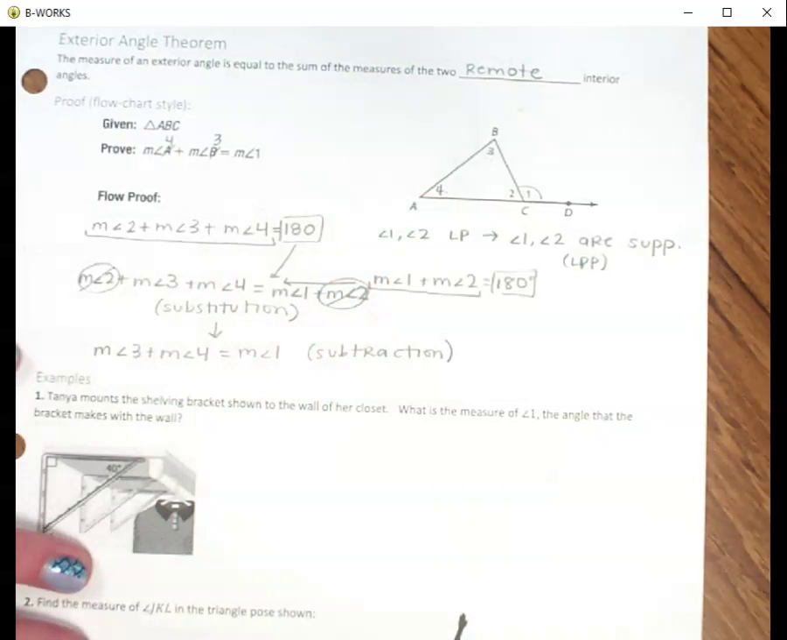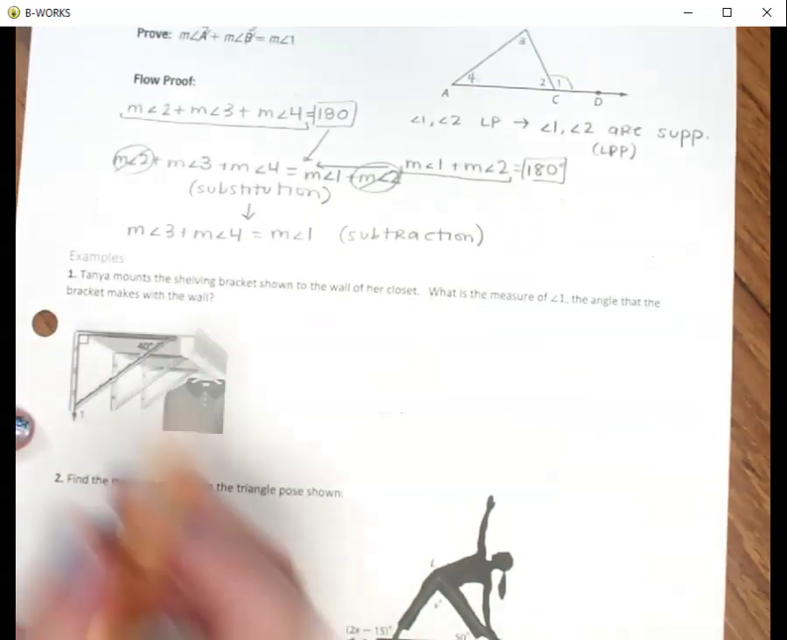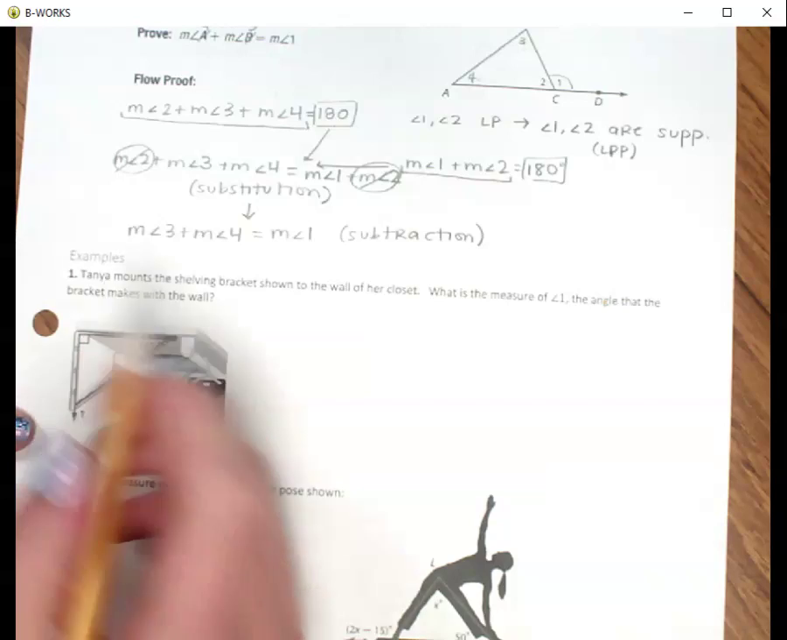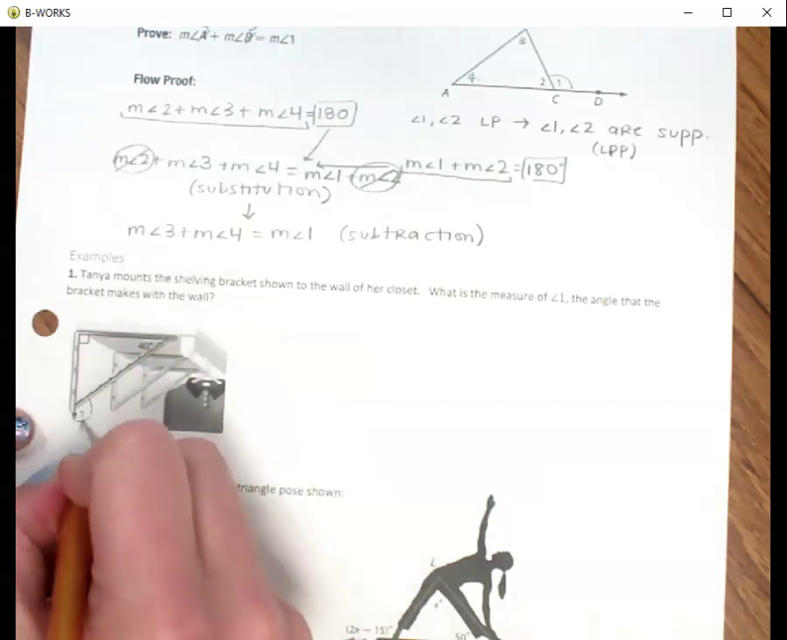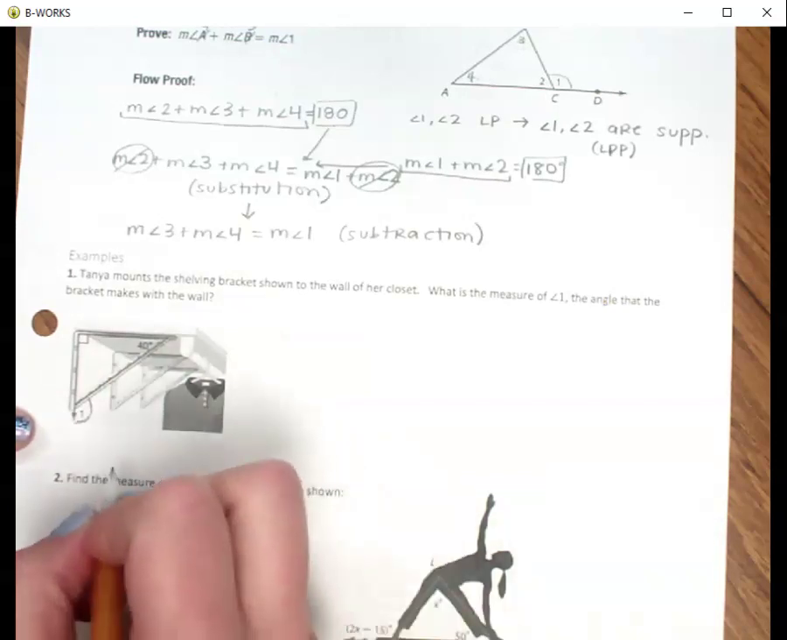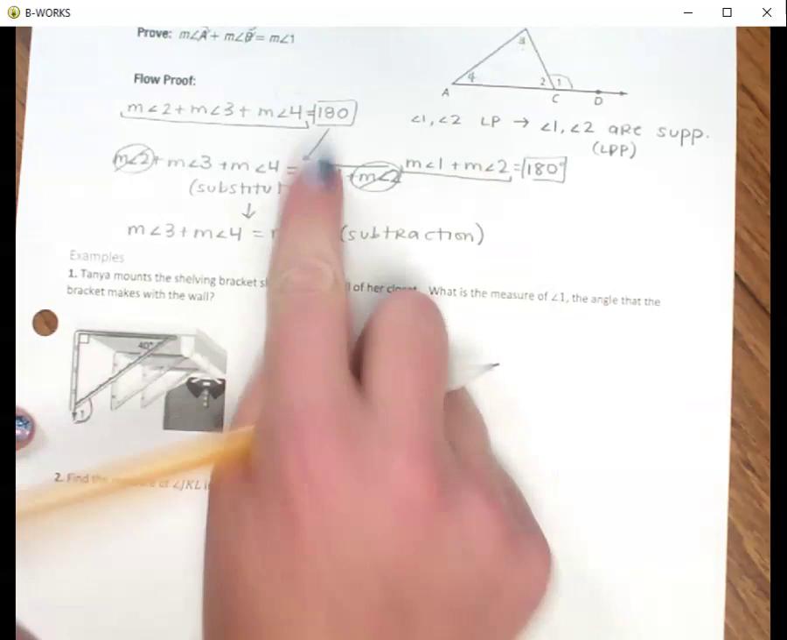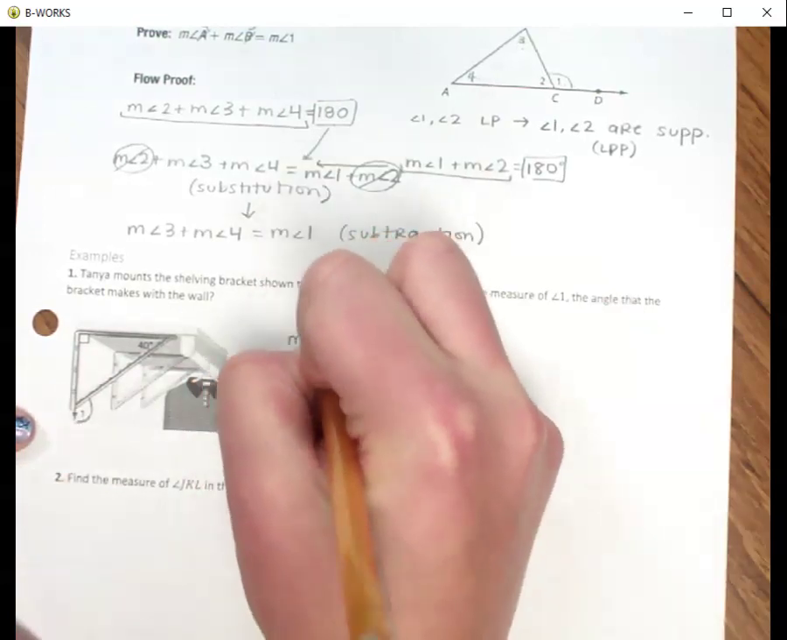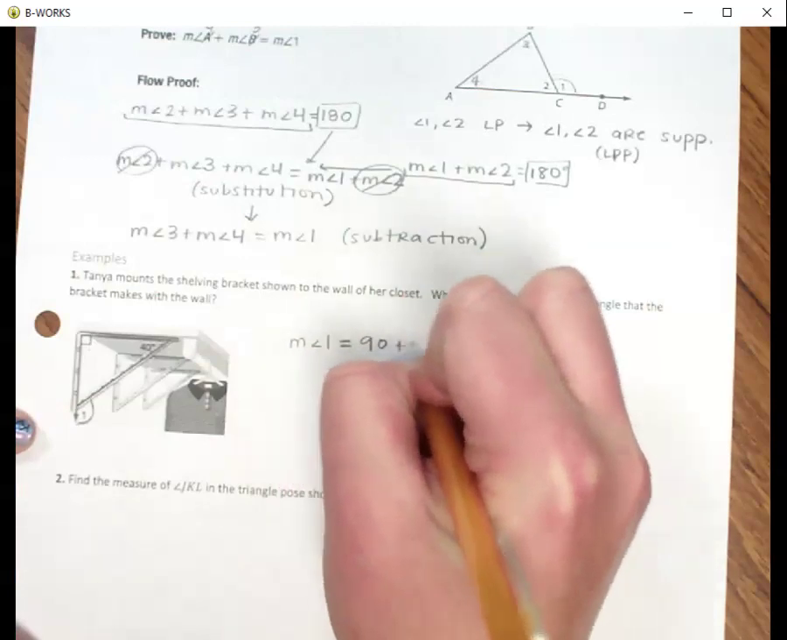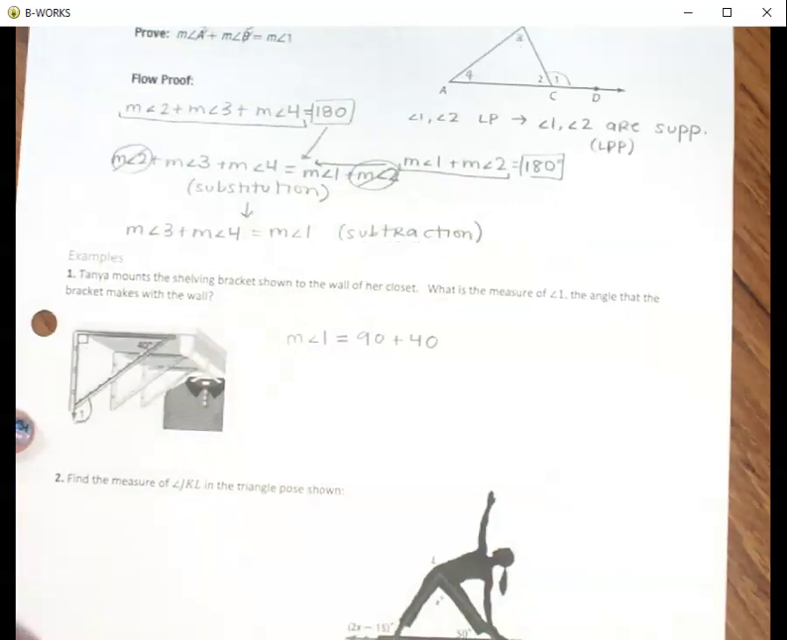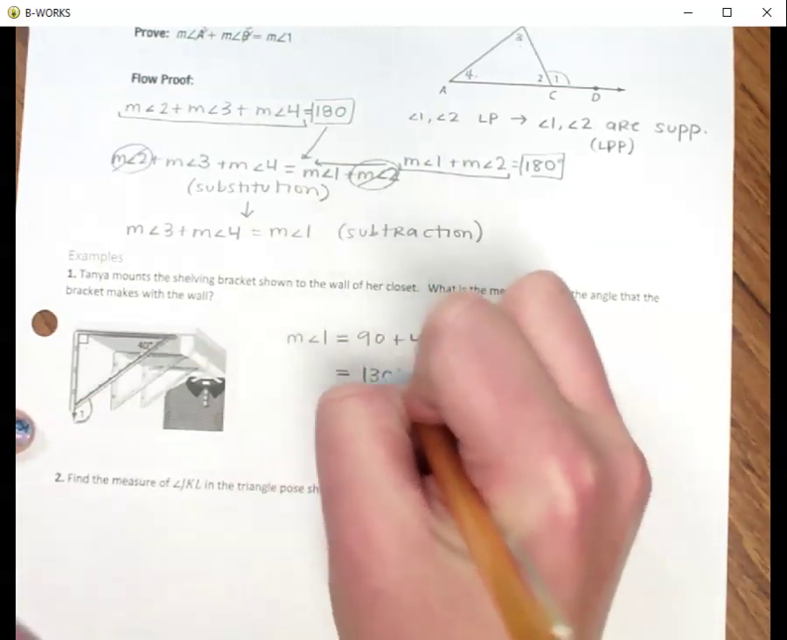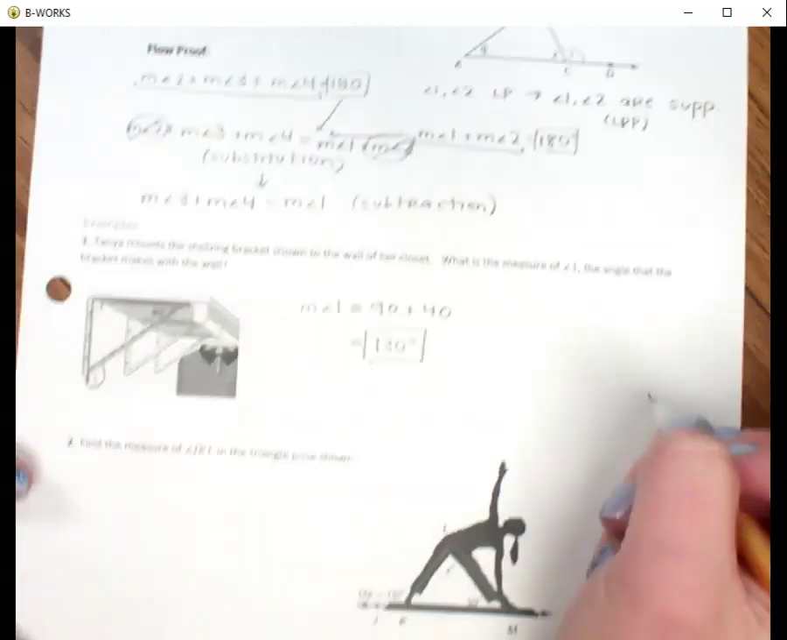Okay, so a couple examples here. Tanya mounts the shelving bracket shown to the wall of her closet. What is the measure of angle 1 right here? So that's an exterior angle. It's the angle that the brackets make with the wall. What we just proved up here is that the measure of angle 1, that exterior angle, is the sum of the two remote interior angles. So all we need to do is add 90 and 40 to get 130 degrees.